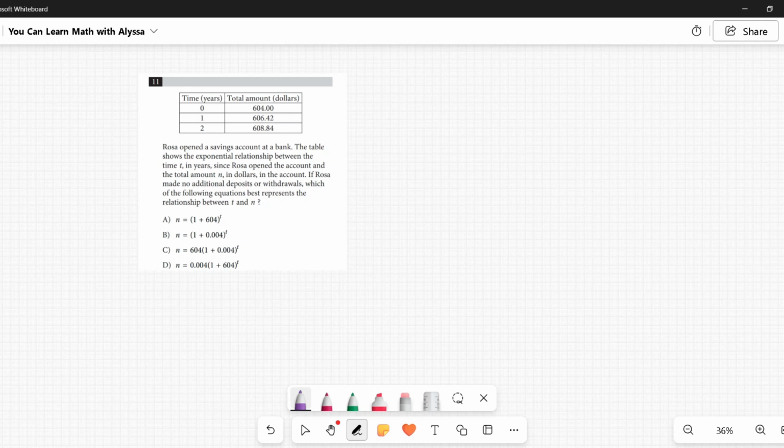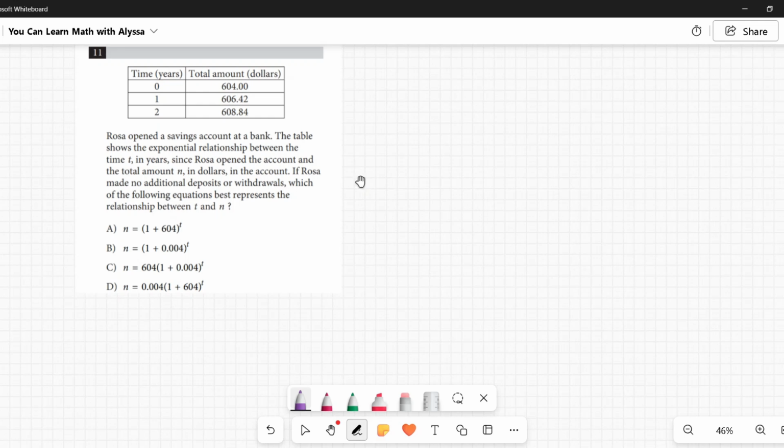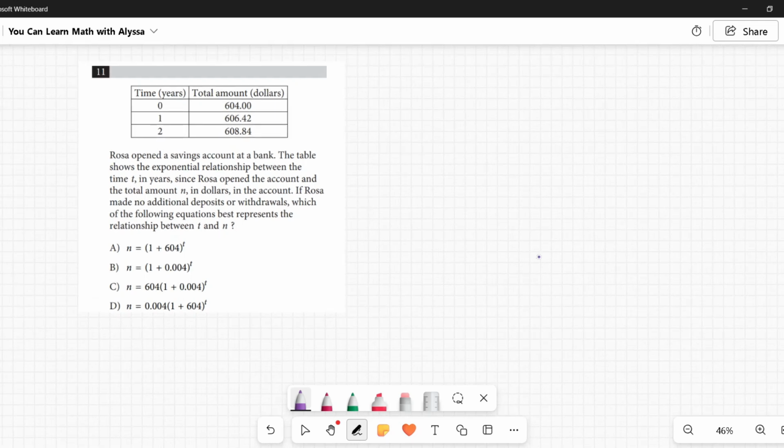Number 11. Rosa opened a savings account at a bank. The table shows the exponential relationship between the time t in years since Rosa opened the account and the total amount in dollars in the account. If Rosa made no additional deposits or withdrawals, which of the following equations best represents the relationship between t and n? This is an interest problem.